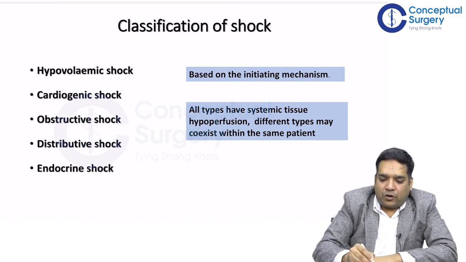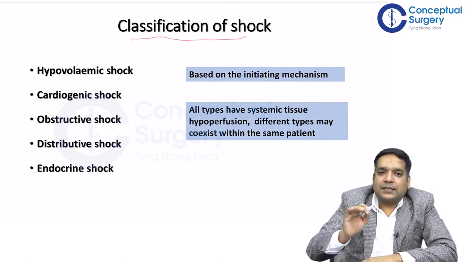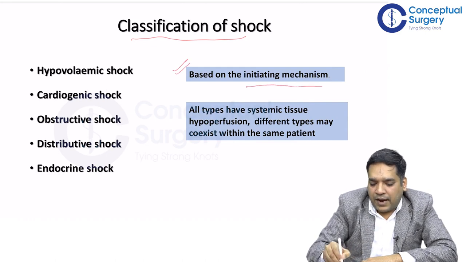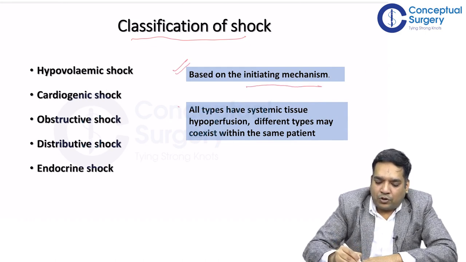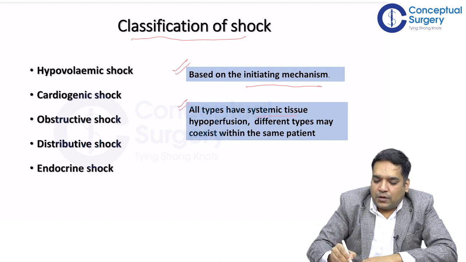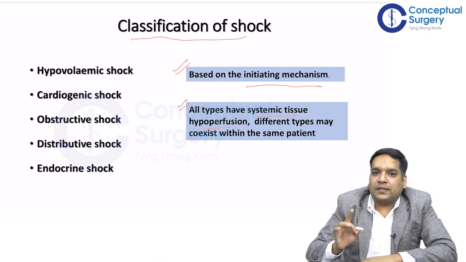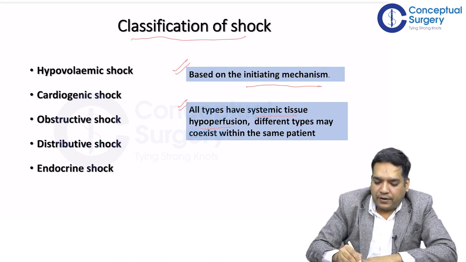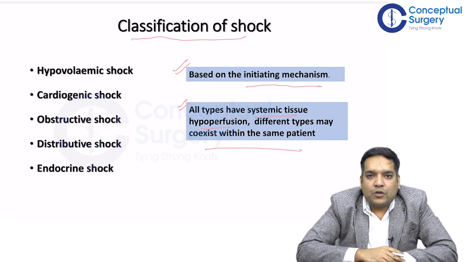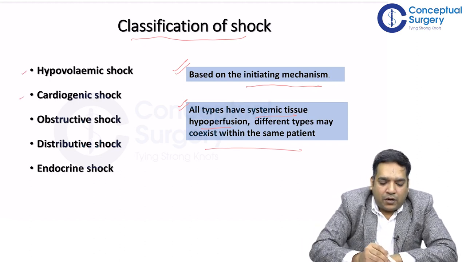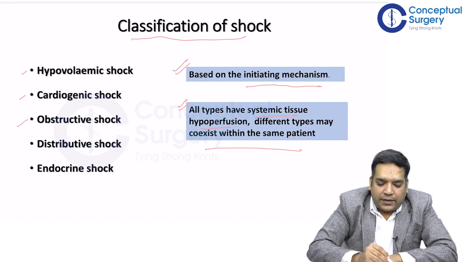So, classification of shock. Please remember this. This classification is based on the initiating mechanism, right? And all types of shock have systemic tissue hypoperfusion, and different types of shock may coexist at the same time in the same patient, right? So shock is divided into hypovolemic shock, cardiogenic shock, obstructive shock, distributive shock, and endocrine shock, right?